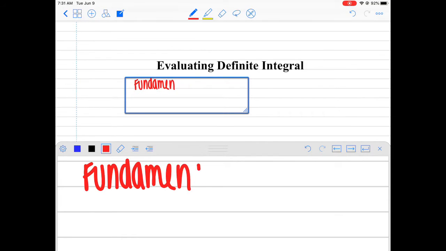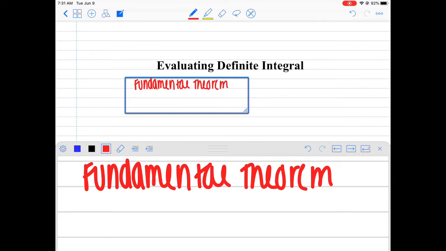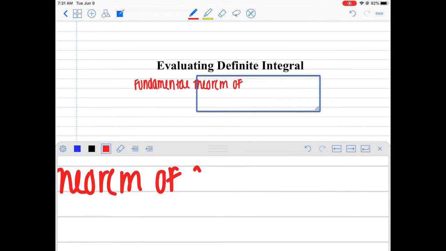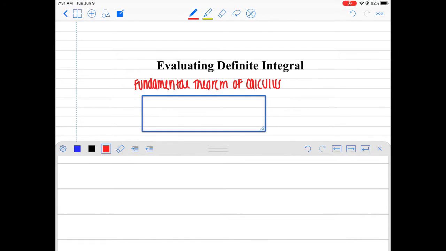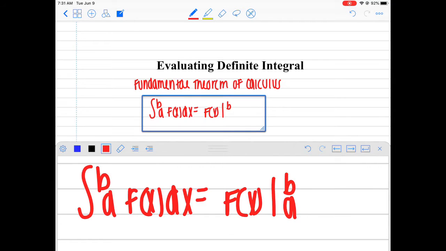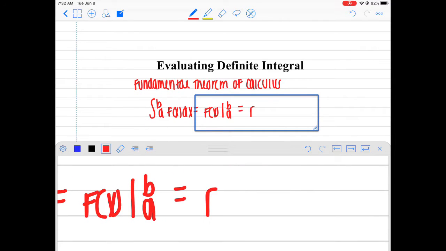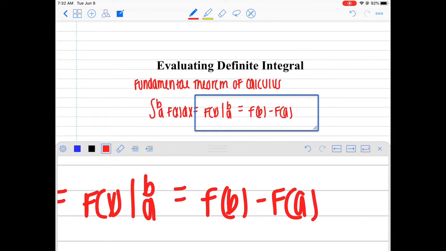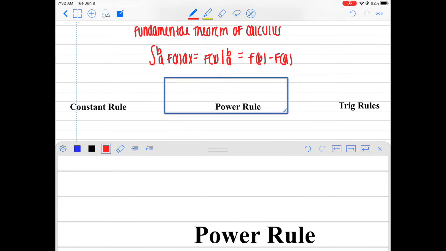to evaluate. The antiderivative is taken of the function through integration rules, and f of b minus f of a is used to find the exact value of the integral. So the integral from a to b of f of x dx is equal to the antiderivative of the function from a to b, and that is equal to the antiderivative of b minus the antiderivative of a.